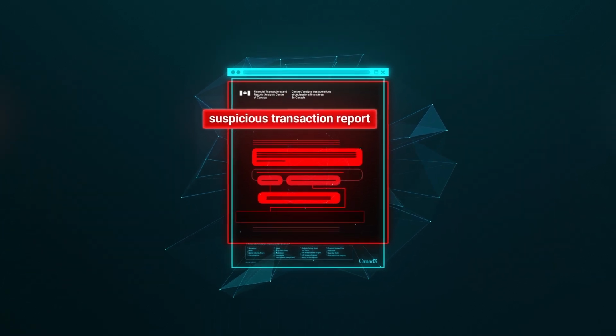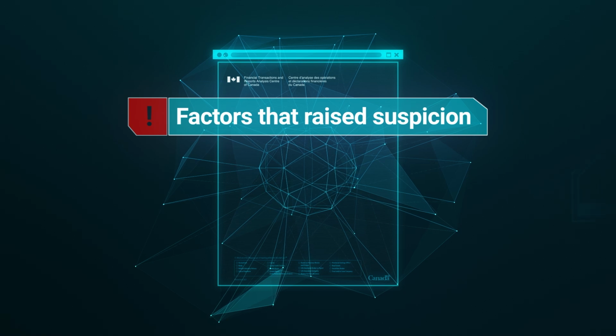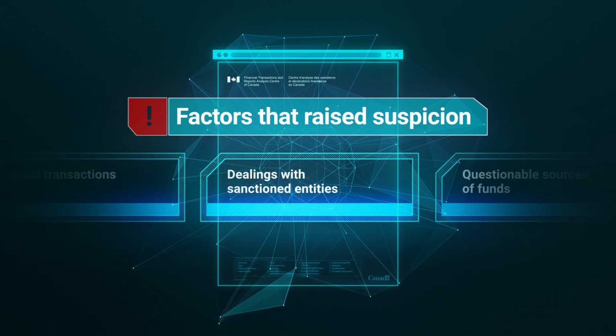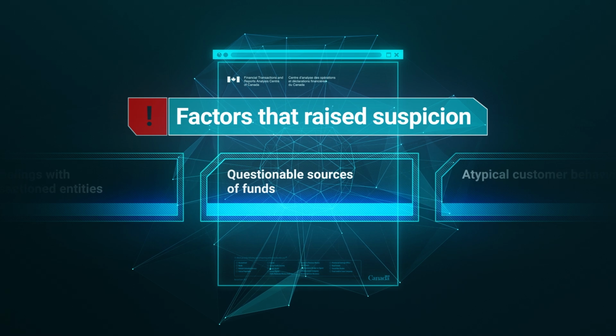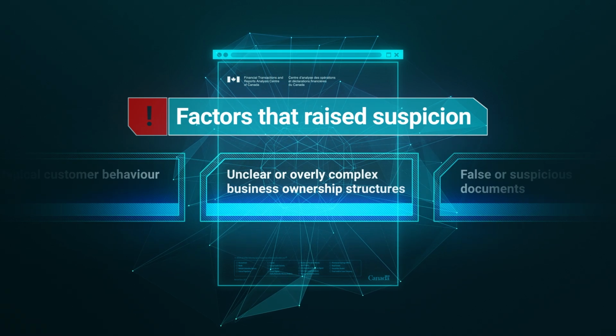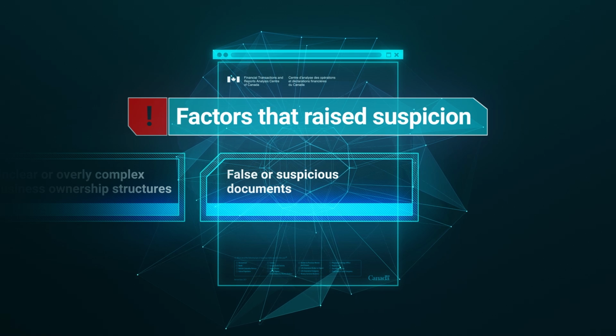In the Details of Suspicion section of the report, include the factors that raised suspicion, such as unusual transactions, dealings with sanctioned entities, questionable sources of funds, atypical customer behavior and unclear or overly complex business ownership structures, and false or suspicious documents that may be supporting criminal activities.